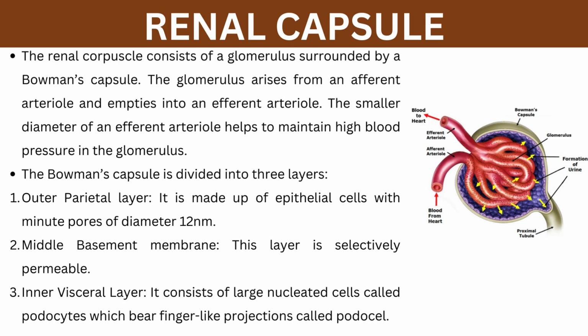The Bowman's capsule is divided into three layers. Outer parietal layer. It is made up of epithelial cells with minute pores of diameter 12 mm. Middle basement membrane. This layer is selectively permeable. Inner visceral layer. It consists of large nucleated cells called podocytes, which bear finger-like projections called pedicels.